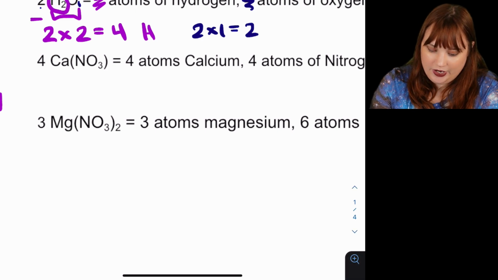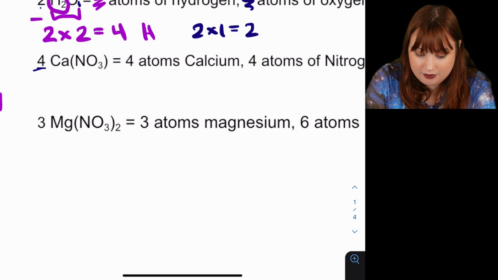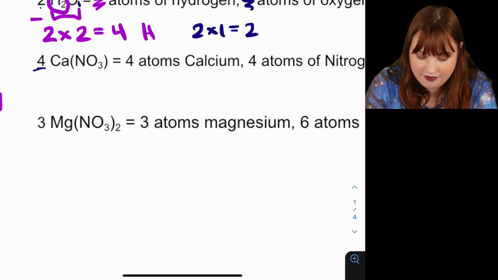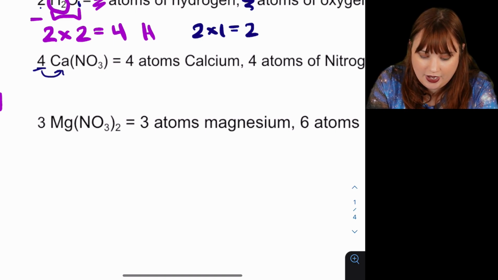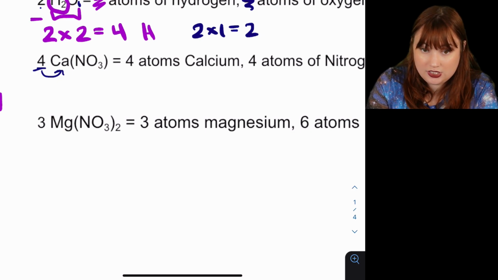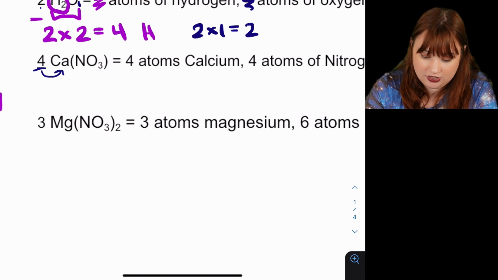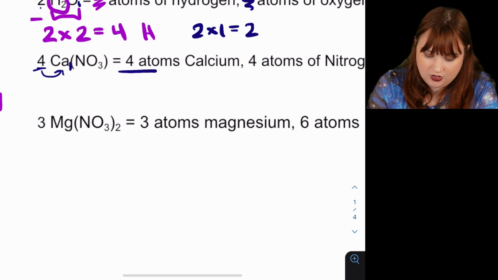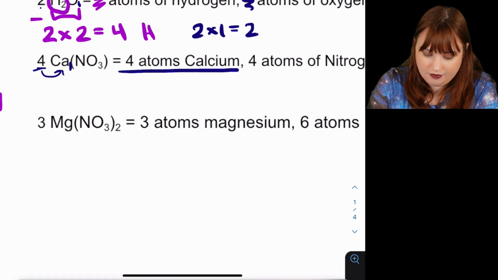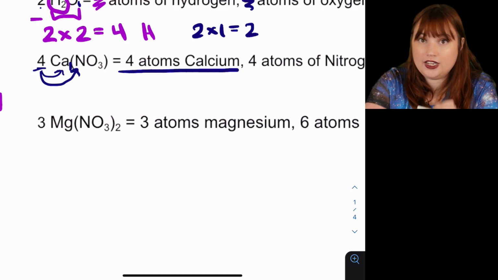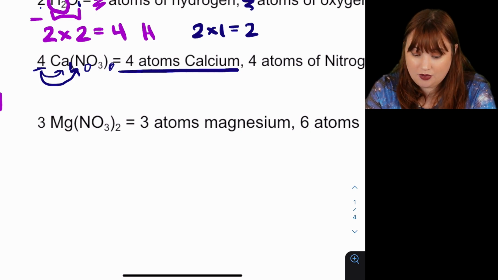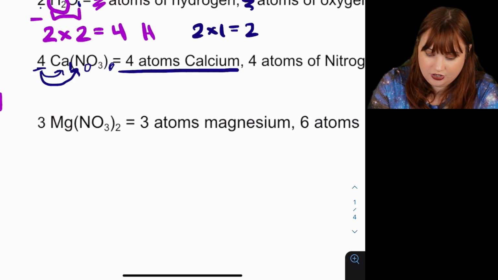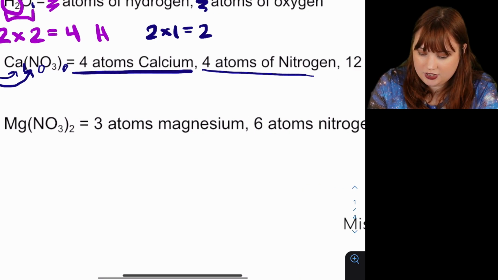Okay, let's see. We have a 4 next to this big, complicated looking molecule. I have a parentheses here. So this 4 is going to multiply by everything. We multiply by the calcium. There's no subscript next to calcium, so that means there's only 1. So I have 4 atoms of calcium. Same thing, that 4 multiplies by the next element, nitrogen. Nitrogen doesn't have a subscript next to it, and there's nothing outside of the parentheses that would affect the nitrogen. So that's pretty straightforward too. There's only 4 atoms of nitrogen.